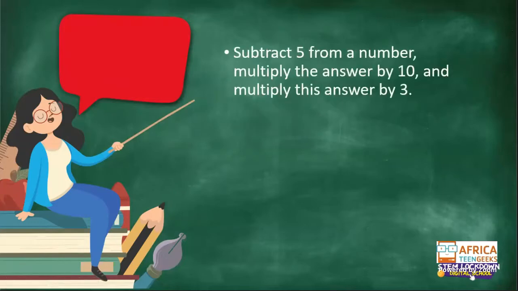But let me give you a typical one here. Subtract 5 from a number and then multiply the answer by 10 and multiply this answer by 3. I'm giving you a chance now. Can you subtract 5 from a number? So let that number be x. So subtract 5 from x and then multiply the answer by 10. And then multiply this answer by 3. What is the expression going to be now?